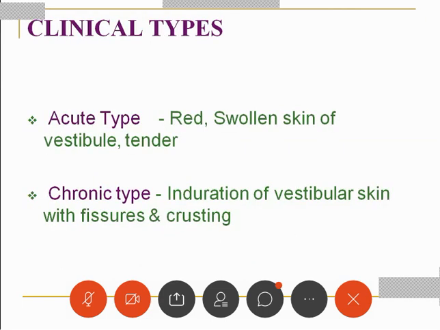Clinical types. Acute type: red swollen skin of the vestibule and tender. It's a diffuse red swollen skin, and when you press it, you can feel the tenderness. Chronic type: induration of the vestibular skin with fissures and crusting. In a chronic type, the whole vestibule, the lower end of the lower lateral cartilage, if you feel, won't be so thin. Normally this cartilage is so thin and supple, unlike the pinna cartilage.